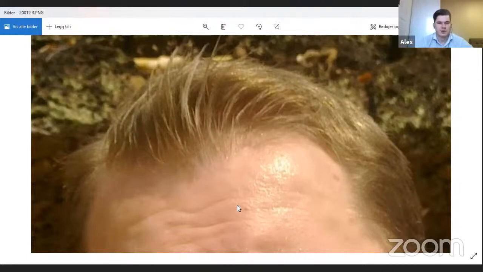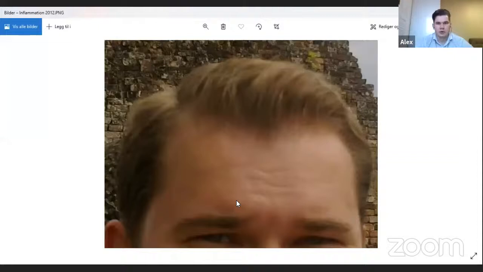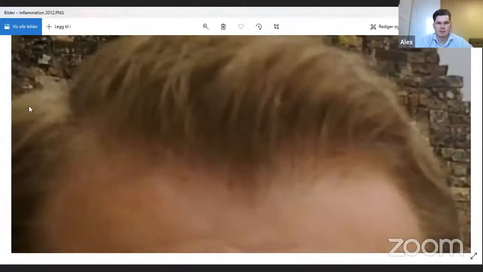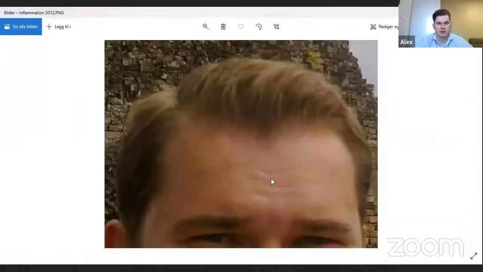One more picture, again, a bit of redness, a bit of soreness on the scalp. It was about the same time as the previous picture, a couple of months later, but again there were a lot of issues going on.